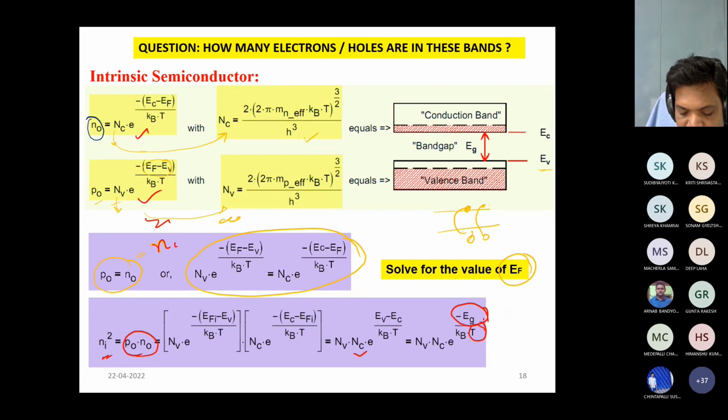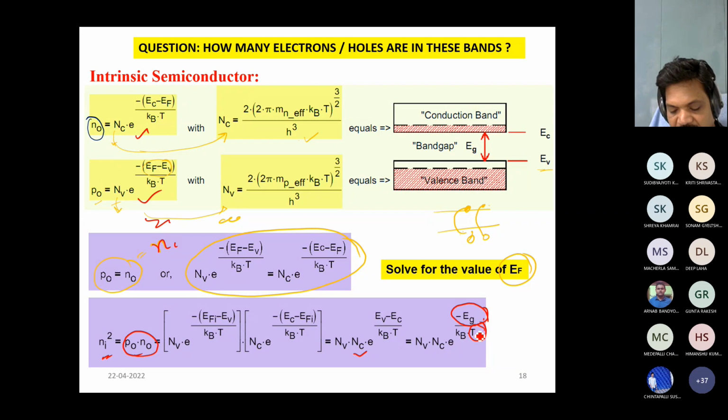Is it clear? So what you can see is that if the band gap is more, then the number of electrons also will be less. Okay.